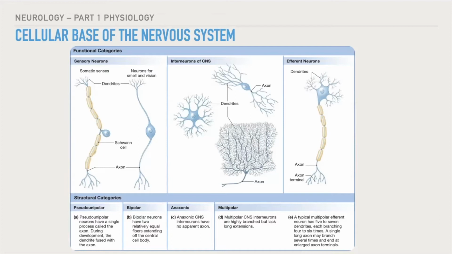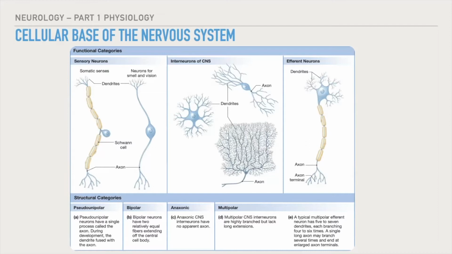The bipolar neurons have a centrally placed cell body from which extend a single dendrite and a single axon. The bipolar neurons are common in the afferent pathways of the visual, auditory, and vestibular system that we will talk about later. The multipolar neurons are the most common type of neurons, and they possess an axon and a number of dendrites that arise directly from the cell body.